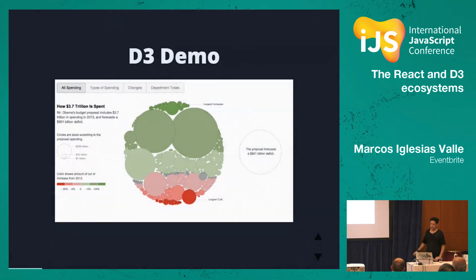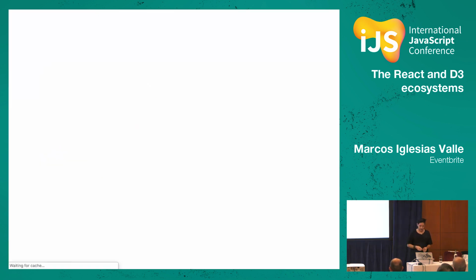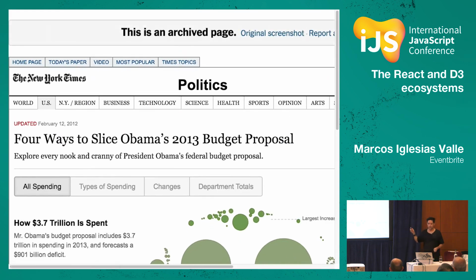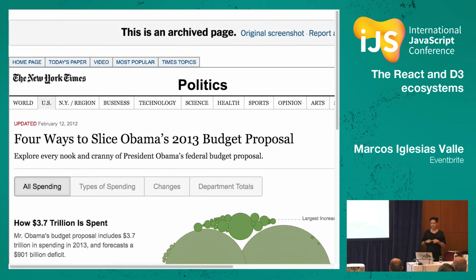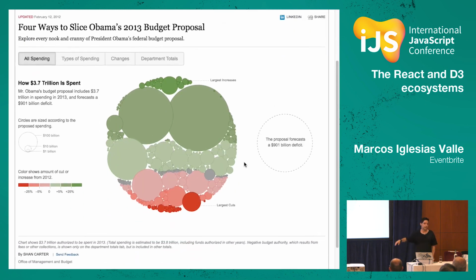So let's see this working in this example. This is my favorite example. D3 maybe is kind of more emotional thing because my first project was doing something like this. This is the Obama administration budget proposal for 2013. It looks terrible here, but shouldn't. Let's see. There we go. Okay, this is from the New York Times.